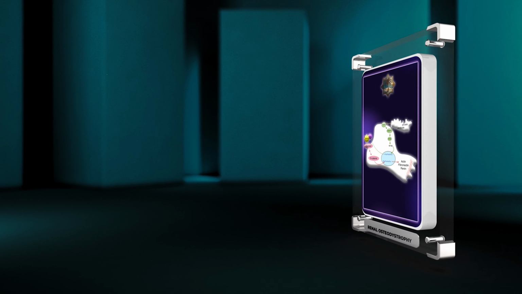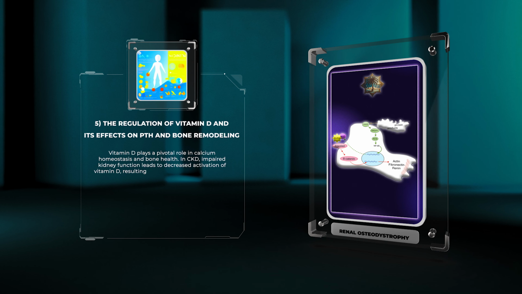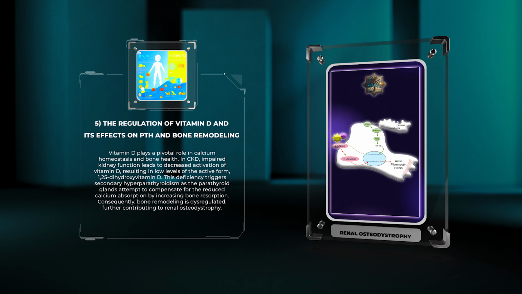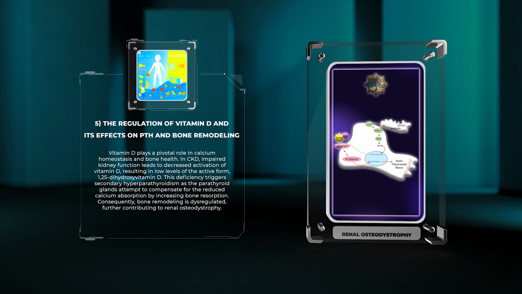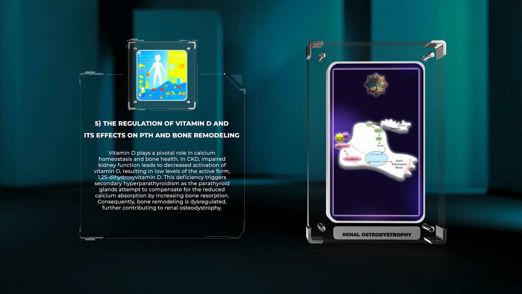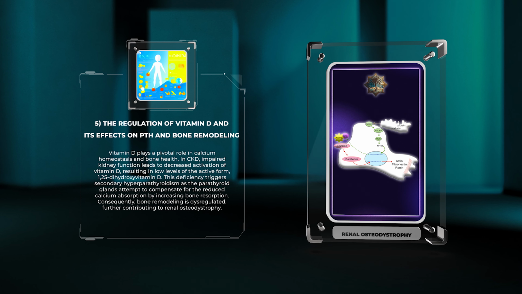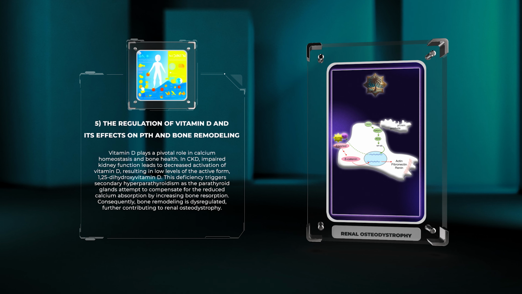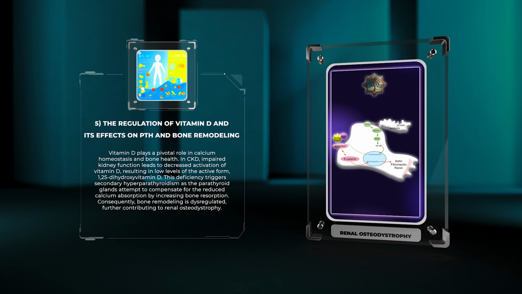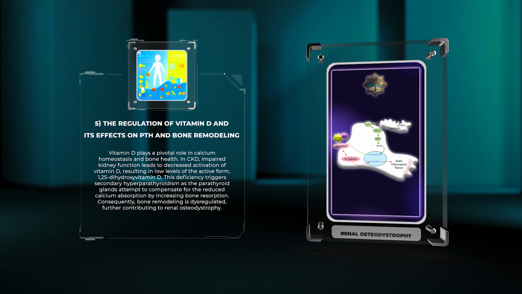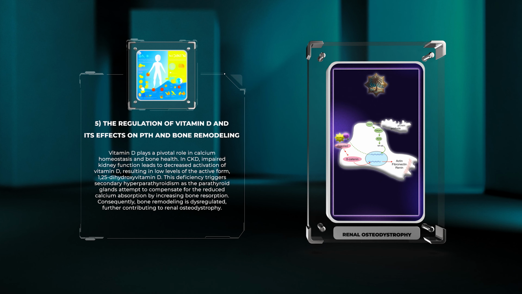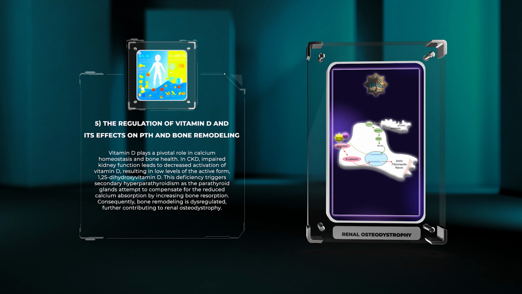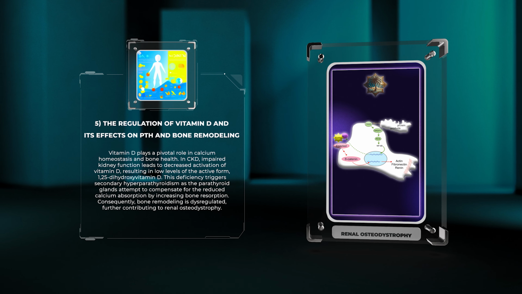Vitamin D plays a pivotal role in calcium homeostasis and bone health. In CKD, impaired kidney function leads to decreased activation of vitamin D, resulting in low levels of the active form, 1,25-dihydroxyvitamin D. This deficiency triggers secondary hyperparathyroidism as the parathyroid glands attempt to compensate for the reduced calcium absorption by increasing bone resorption. Consequently, bone remodeling is dysregulated, further contributing to renal osteodystrophy.